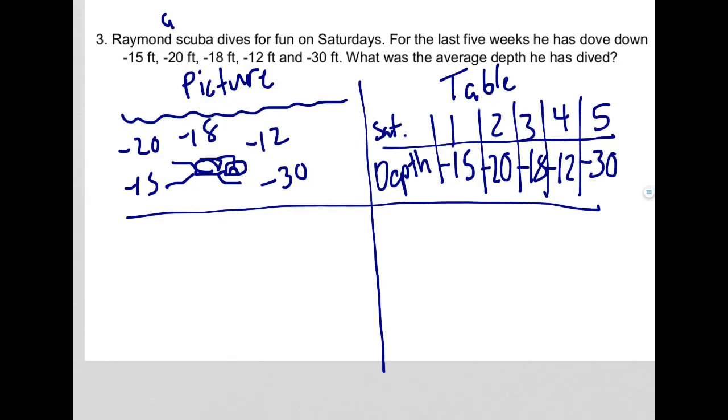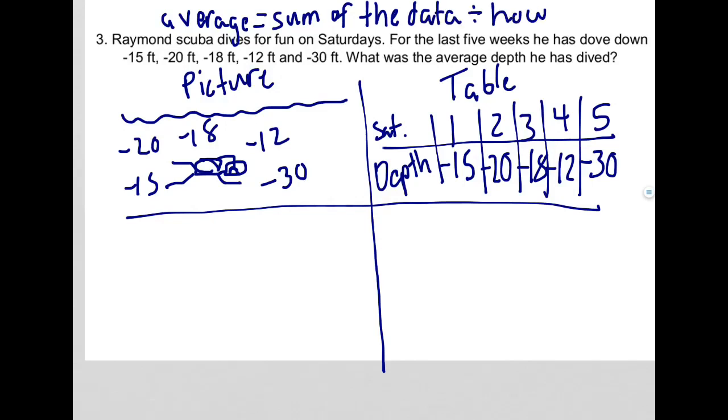So like I said in video number 2, when you're trying to find an average, you find the sum of the data, so you add up all the numbers, and then you divide it by how many there are. So in this case, I would be adding up all the depths, the sum of the depths, and I'd be dividing by 5, because that's how many days it is that he dove.